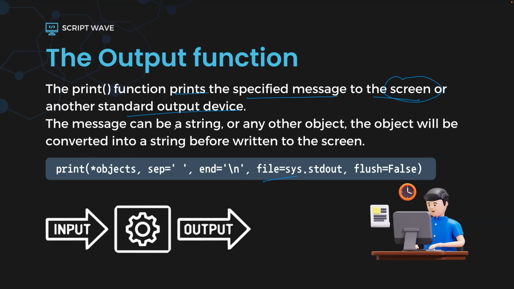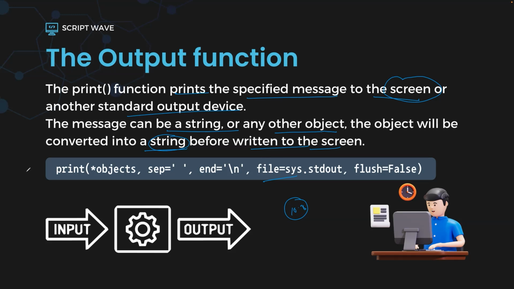The message can be a string or other object. The object will be converted to a string before being written to the screen. So always remember, every object, it can be an integer. Integer is minus infinity to infinity, any number, including 0, or maybe a floating point. Floating point is decimal, 10.3, etc. It will be converted into a string before it's returned to the screen. So we need to make sure we understand everything will be converted to a string before we send it to the screen, that is the output.